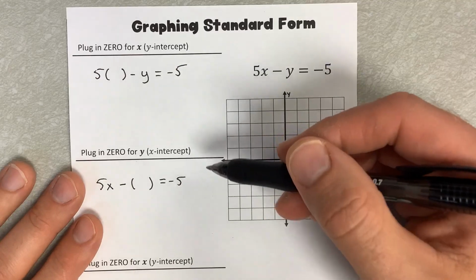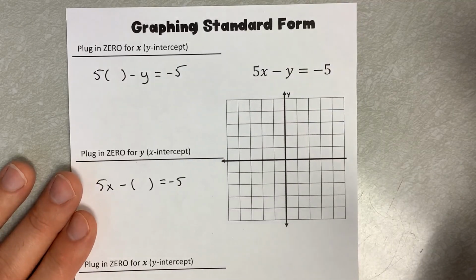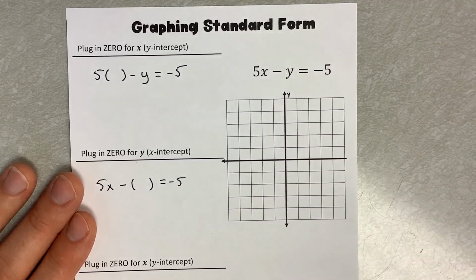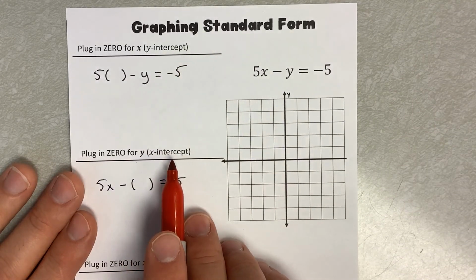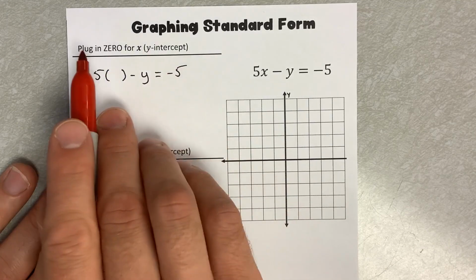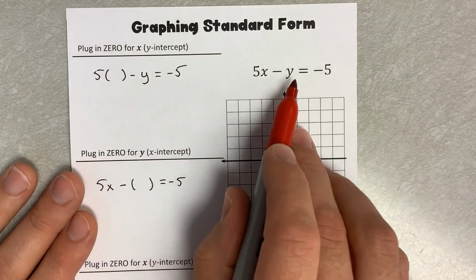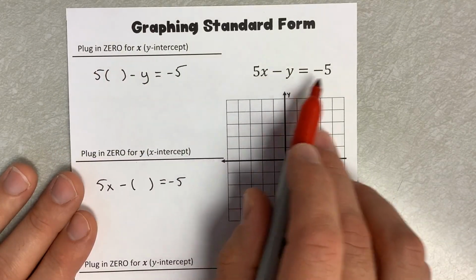So I'm gonna follow these exactly. I pre-wrote some things just to save some time, but let's jump right into it. First things first, we gotta find each the y and the x-intercept. And to find the y-intercept, we're gonna plug 0 in for x. So notice this equation, 5x minus y equals -5.